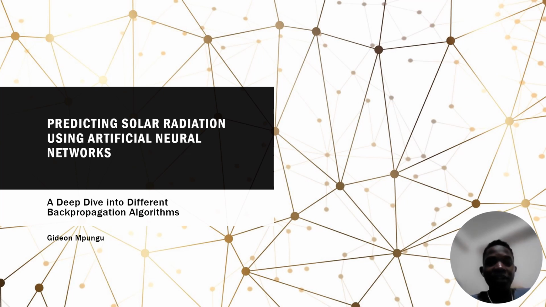And we're doing a deep dive into different backpropagation algorithms. This particular study focuses on solar radiation, which we know is an alternative to fossil fuels that cause a lot of adverse effects in the environment. In this study, we will look at employing artificial neural networks and backpropagation algorithms to achieve this.